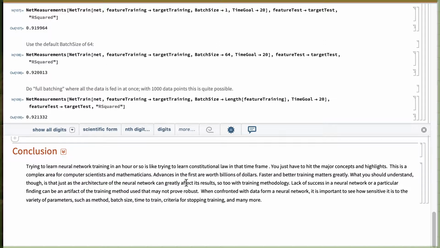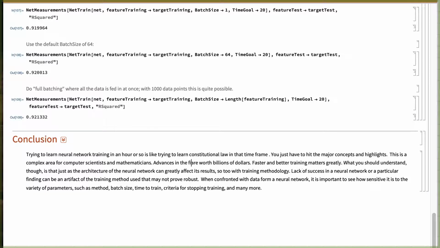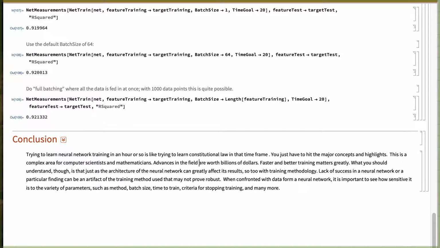All right, so I kind of feel like trying to learn neural network training in an hour or so is like trying to learn constitutional law in that time frame. So you just have to hit the major concepts and highlights. And this is a complicated area for computer scientists and mathematicians, but advances in the field, as I indicated, are really worth billions of dollars, not to mention saving the planet, because training these neural networks actually consumes immense amounts of electricity.